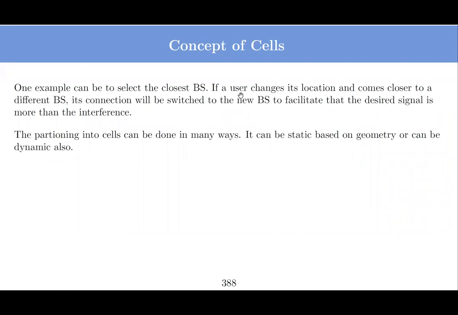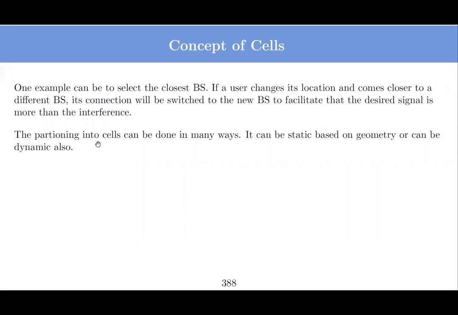Right. Now, if a user changes location and comes close to another base station, the connection will be switched to the new base station to ensure the desired signal is more than the interference. This kind of switching is known as handover. And the partitioning into cells can be done in many ways, right? They can be static based on geometry or can be dynamic also.